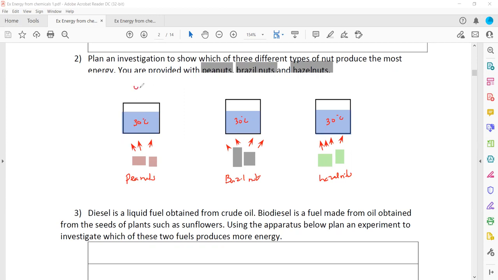For example, the final temperature of water when peanuts are burned was 40. The final temperature when Brazil nuts are burned, for example 38. And the final temperature when hazelnuts are burned, say 33. So which type of nut produces the most energy? Brazil nut, peanut or hazelnut?